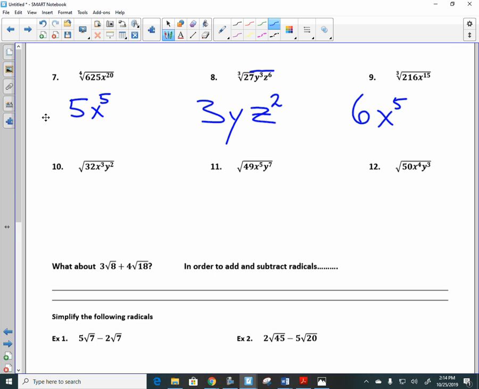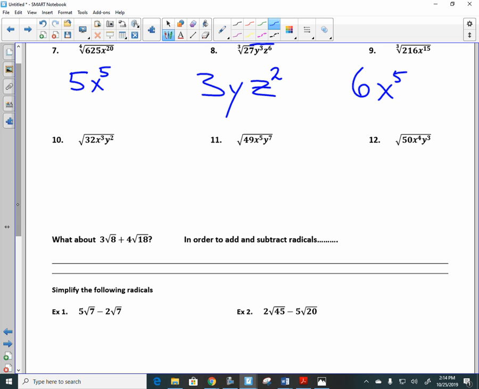Now as you look at these bottom 3, a little bit more difficult. Can you take the square root of 32? No. So that's when you decide to break it up into 2 roots. What's the perfect square that divides evenly into 32? 16. So now what do we do?